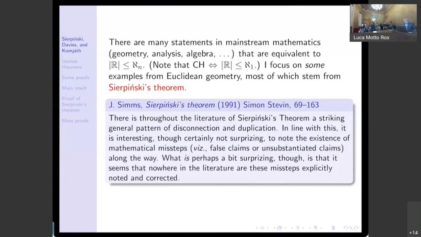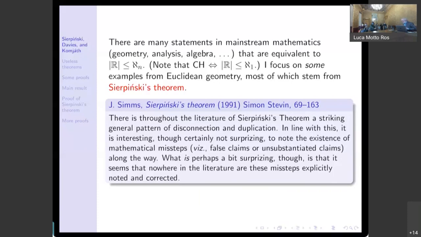And what is perhaps a bit surprising, he says, is that it seems that nowhere in the literature are these mistakes explicitly noted and corrected. But that was seen in 1901. So now, after 30 years, I'm glad to report, the situation hasn't changed a bit. The situation is still really much lots of papers scattered, and it's very difficult to find.